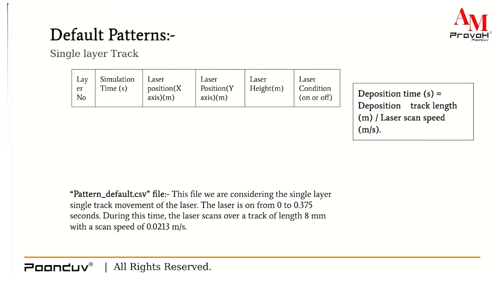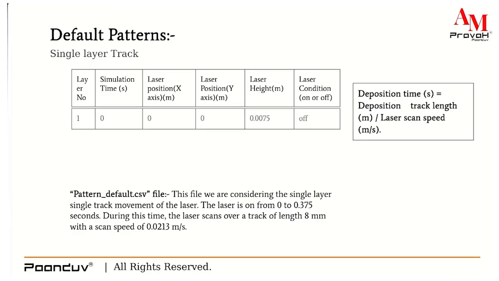The first goes for layer number, which shows us the layer number we're operating on. Then comes the simulation time, laser position in x-axis and y-axis. Then comes the laser height, and then comes the laser condition, which can be specified as on or off.